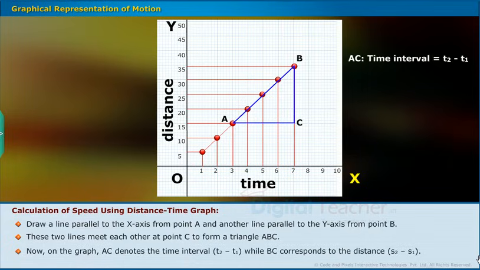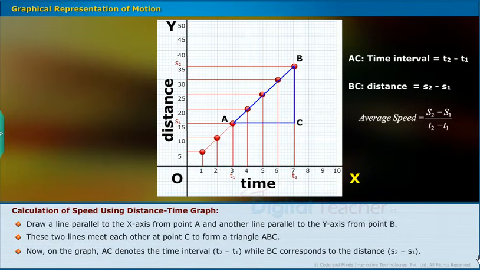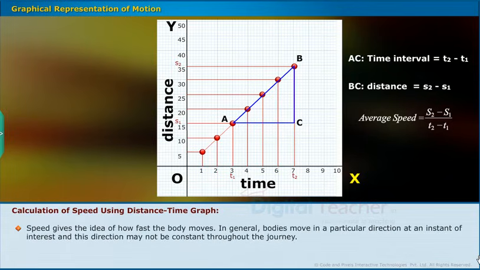Now on the graph, AC denotes the time interval T2 minus T1, while BC corresponds to the distance S2 minus S1. From the graph, it can be observed that in time interval T2 minus T1, the object traveled a distance equal to S2 minus S1. Then, the average speed of the car is (S2 minus S1) by (T2 minus T1). Speed gives the idea of how fast the body moves. In general, bodies move in a particular direction at an instant of interest, and this direction may not be constant throughout the journey.